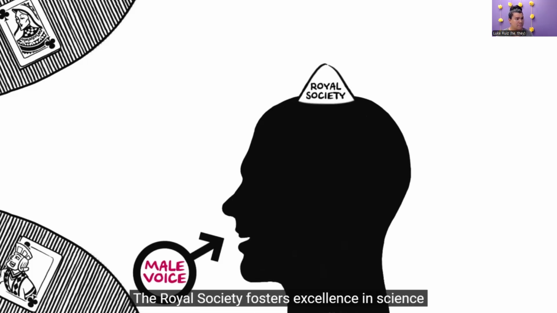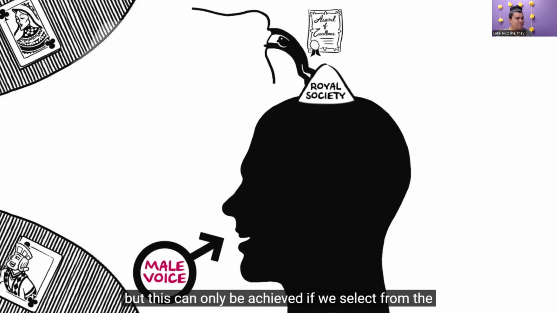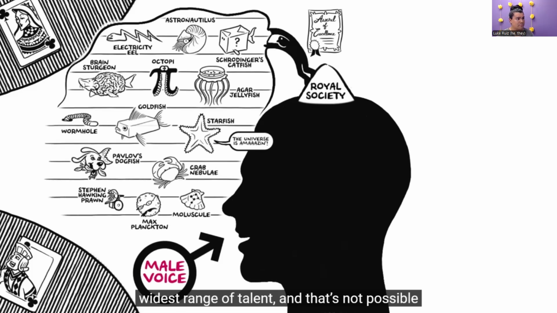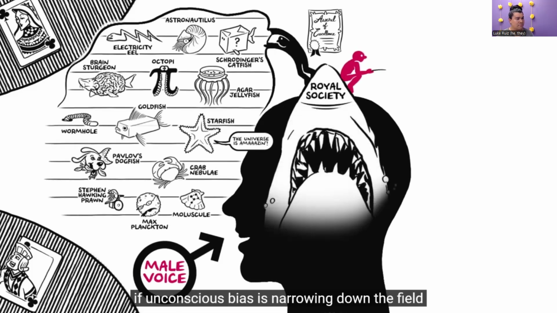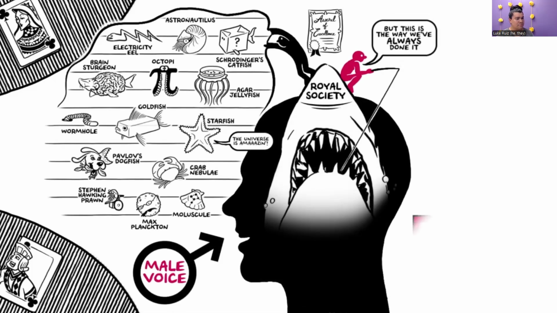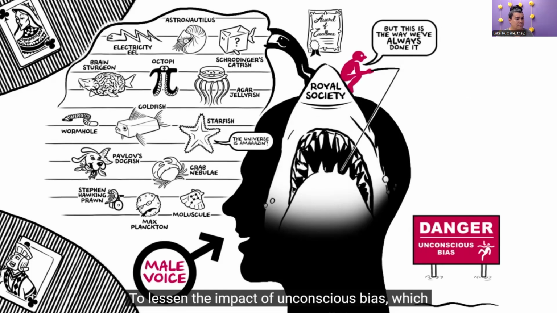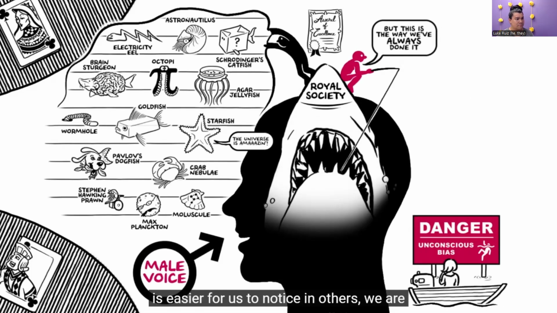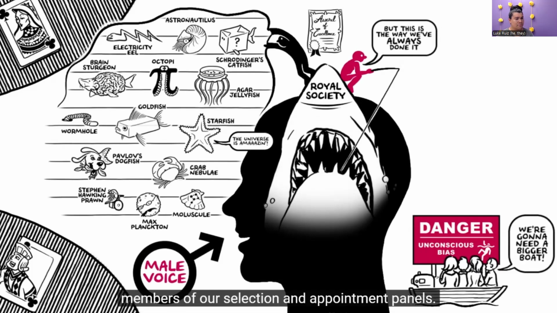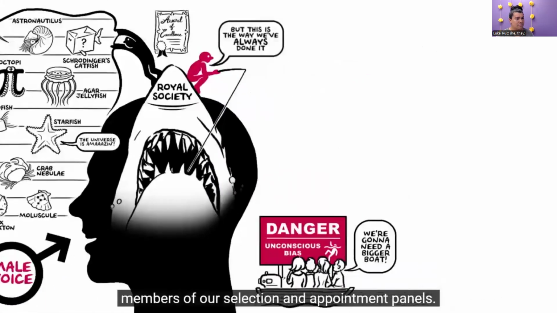The Royal Society fosters excellence in science, but this can only be achieved if we select from the widest range of talent. And that's not possible if unconscious bias is narrowing down the field for non-scientific reasons. To lessen the impact of unconscious bias, which is easier for us to notice in others, we are raising the awareness of unconscious bias to members of our selection and appointment panels.